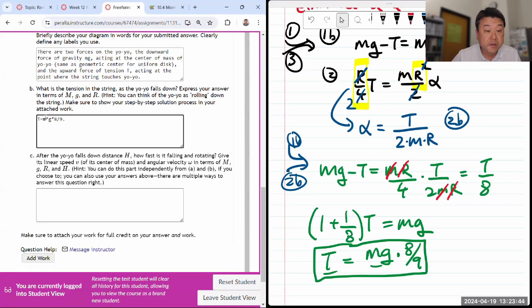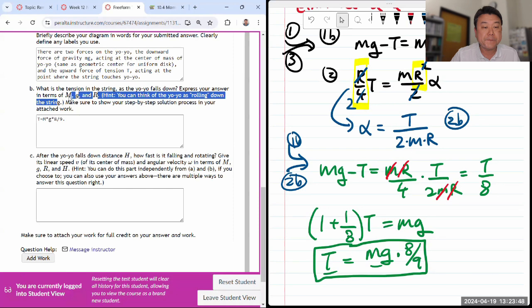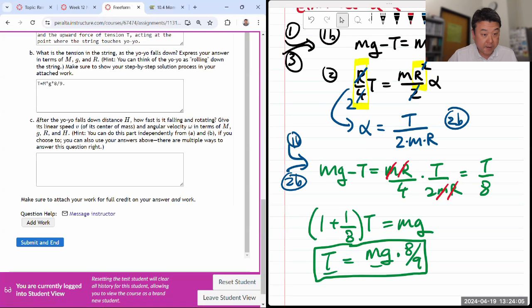Alright, yeah, so I didn't, oh wait, I didn't need the capital M, and it should be capital M. So I guess I don't need the R, huh? Could be surprising. I think it is a factor of 8 over 9, probably depends on the inner region being a quarter R. So, okay, after the yo-yo falls down distance h, how fast is it falling and rotating?